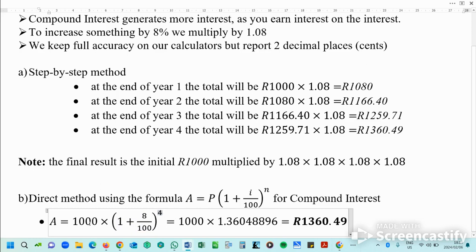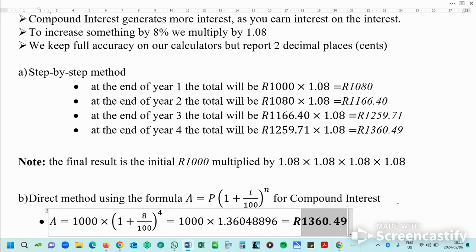What does that calculation come to? Well, the bracket to the power 4 is 1.36048896 on my calculator. Multiply that by 1,000 and round to 2 decimal places for the cents, and you get 1,360.49. And that really is it.